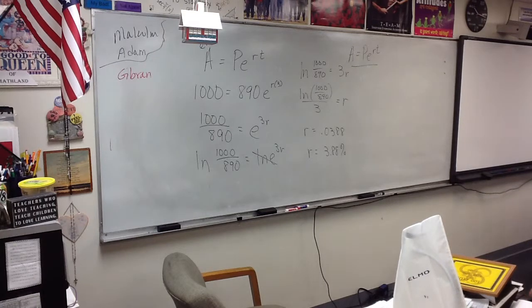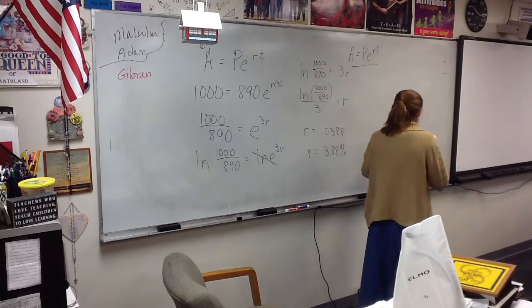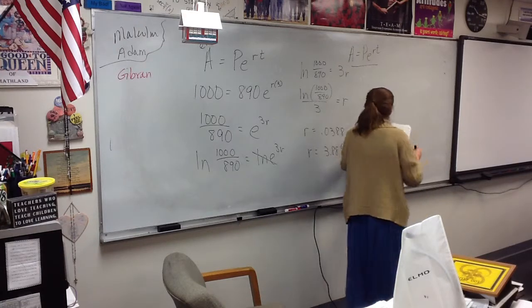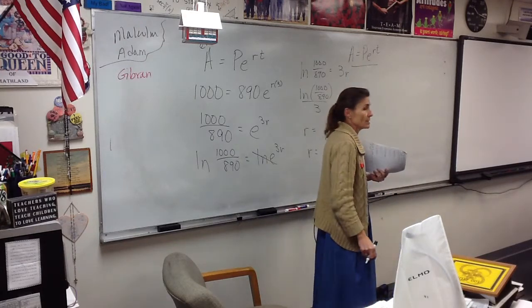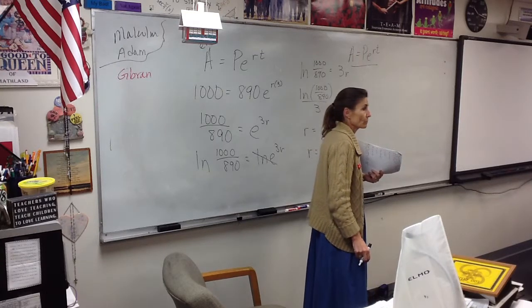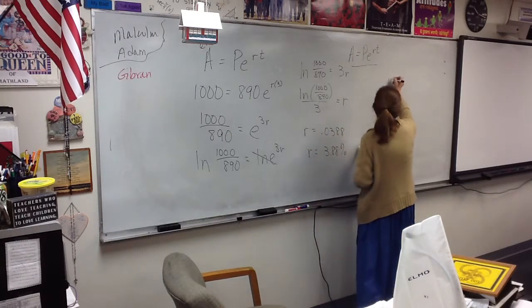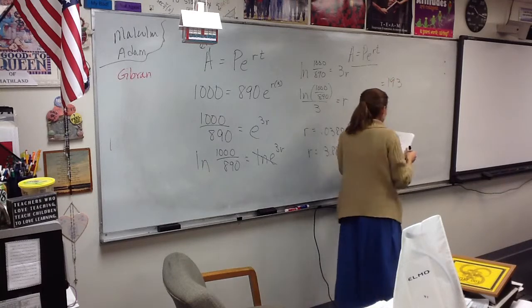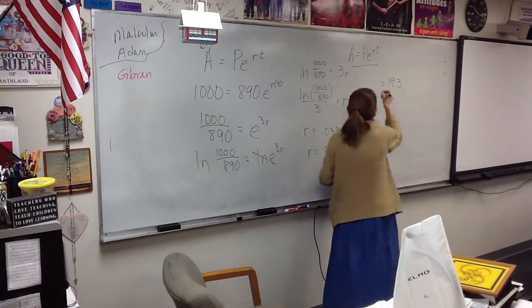And in fact, it's PERT in what kind of money problem? There's one kind of money problem where it's PERT. Compounded continuously. Very good. Okay, number 6. What do I do with the 193? That's P, my starting amount. What's my ending amount? 391.